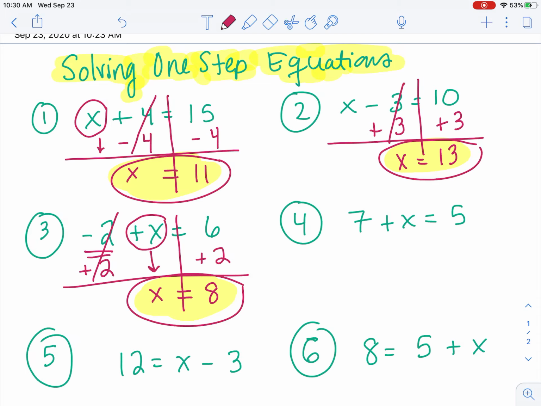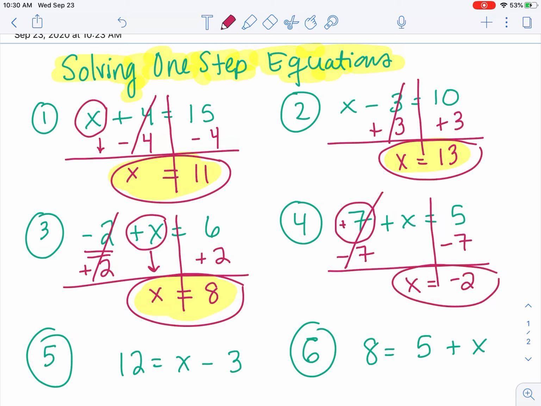Let's look at number 4. 7 plus x equals 5. So what I would do here is I have to, again, keep the x by itself on the left. So I need to move this 7 to the other side. Well, the 7 doesn't have a number in front. So if there's nothing in front, we assume it's a positive 7, right? So the opposite of a positive 7 is a minus 7. So I have to subtract 7 from both sides. That way it cancels out. I'm left with x on the left. 5 minus 7 is negative 2.